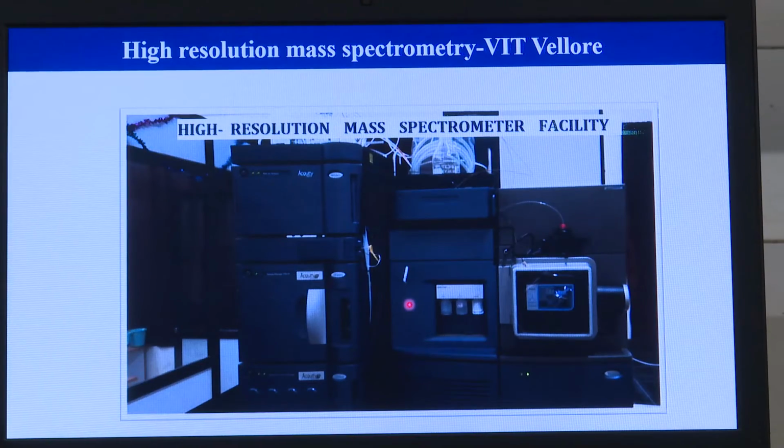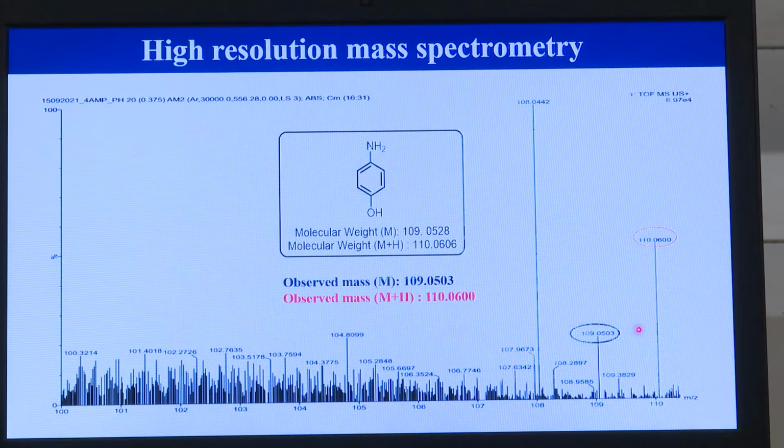After recrystallization, the pure compound, to get the exact molecular weight, we submitted to the HRMS at VIT Vellore. From the HRMS, we come to know this is our expected product. Here we can see the exact molecular weight from theory, and this is the observed molecular weight from the experiment. This, up to 2 decimals, is matching. So from this we can say our desired product is found in the reaction.